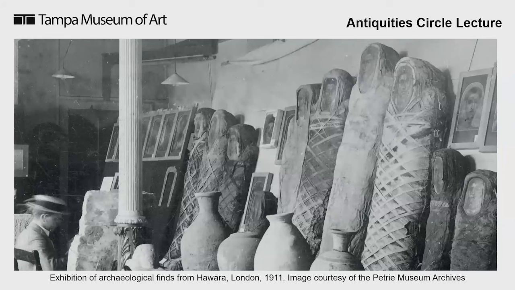This is how Petrie in 1911 presented his excavations in London. You can see that there are children. You see that there are complete specimens, but you see that most of the portraits are completely disembodied, put in little square frames as if they are paintings, and many of them actually did go to the National Gallery. They are now given to the British Museum, but this is how they were presented.